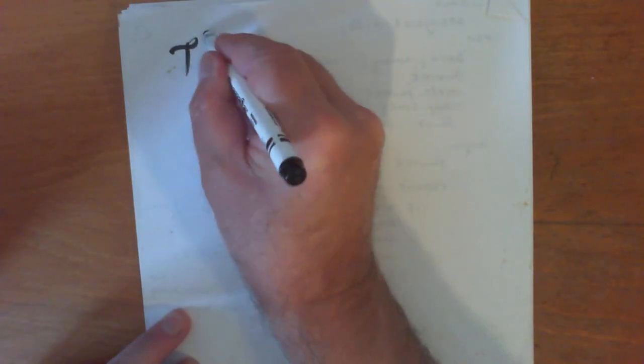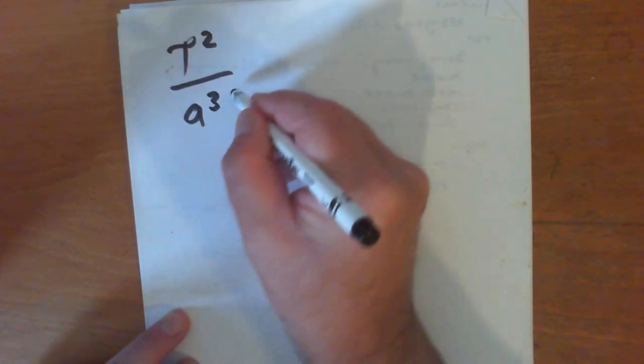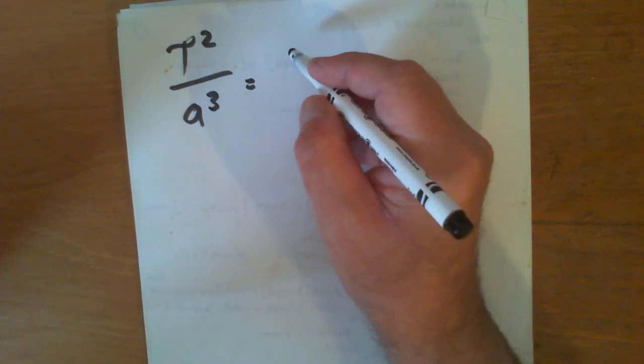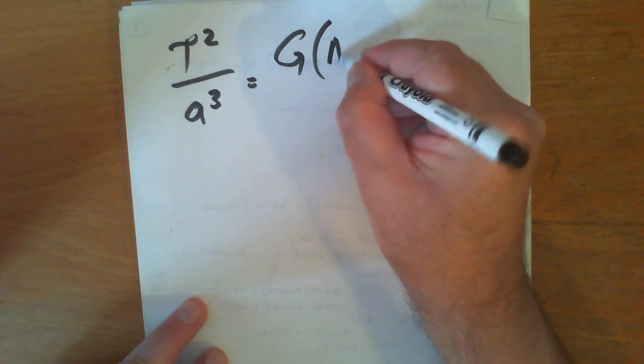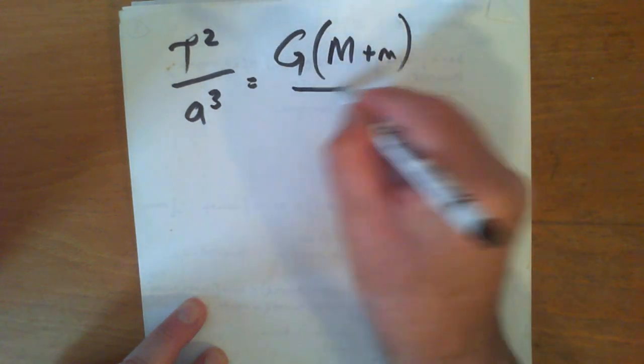So that's not too difficult per se. That'll take you quite a long way. Now, if I was to look at it in a more rigorous manner, this T squared over A cubed does equal a constant, but the actual constant, stated more fundamentally, is 4 pi squared over G times (M plus m).